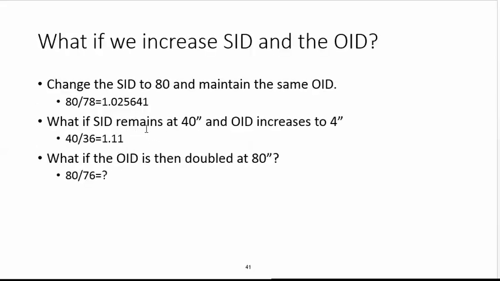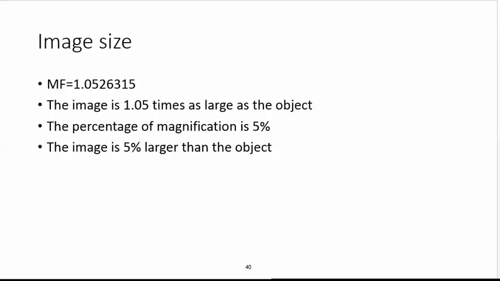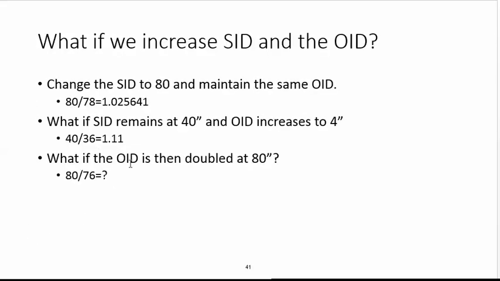So if the SID remains at 40 inches and the OID increases to 4, then we've got 1.11, which is roughly twice what that was. So if we increase our OID by a factor of 2, and we increase our SID by a factor of 2, what would you expect to have happen?